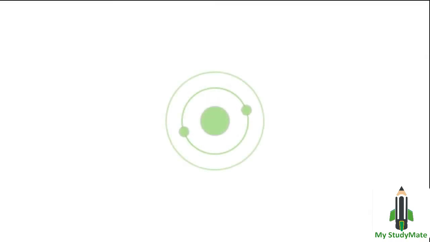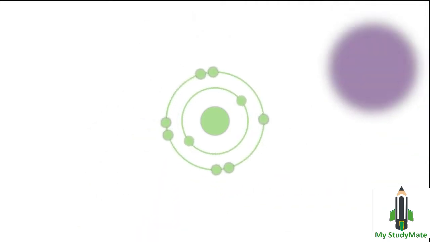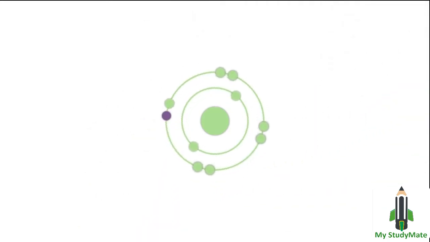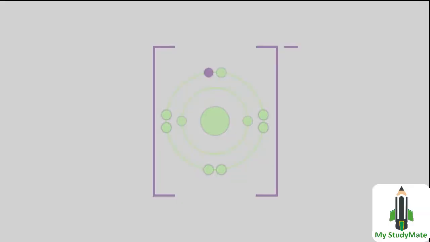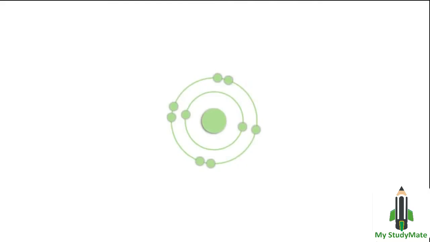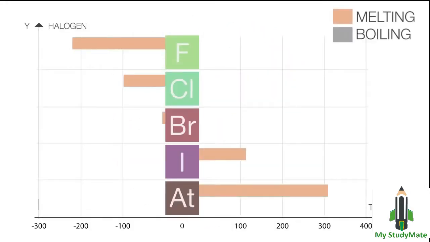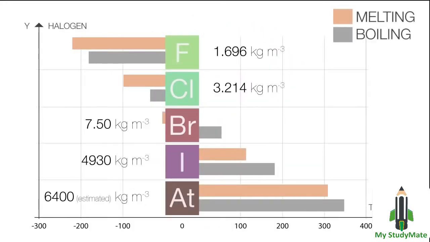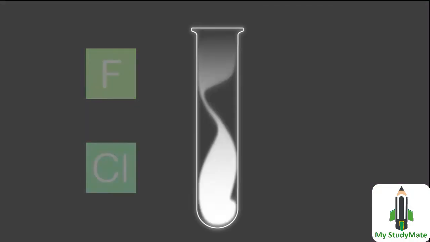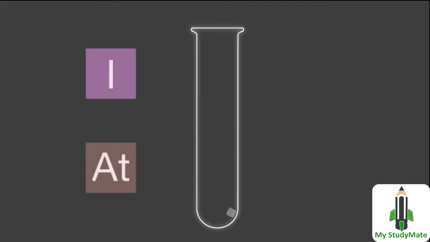The halogens all have 7 electrons in their valence shell and can accept 1 electron to form an ion with a -1 charge. Moving down the group, atomic radii increase by 1 electron shell. As a consequence, melting points, boiling points and density also increase. To illustrate this, fluorine and chlorine are gases, bromine is a liquid, and iodine and astatine are solids.